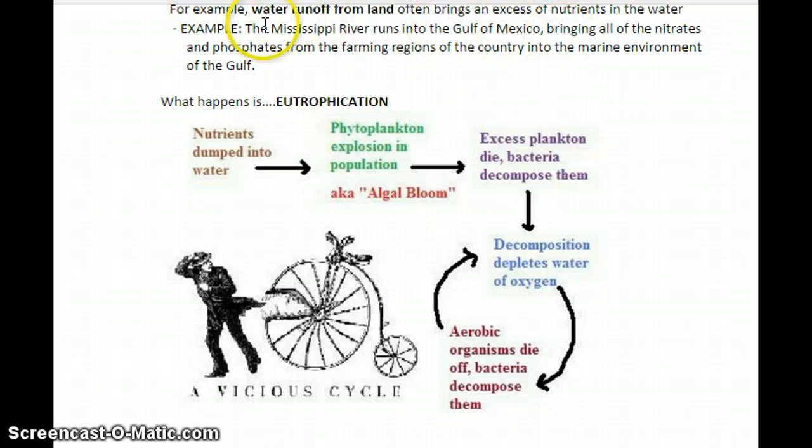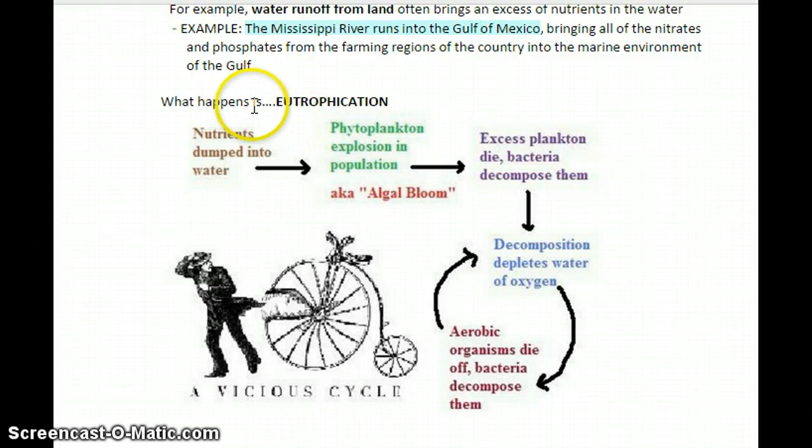A big example of this is the Mississippi River. So that runs into the Gulf of Mexico, and it basically brings all of the nitrates and phosphates from the entire Midwest, so the entire farming region of the United States, and it dumps it into one very concentrated spot in the Gulf of Mexico. And so, you think, well, nutrients aren't all bad. That's just like taking too many vitamins. How bad can that be for the marine environment?